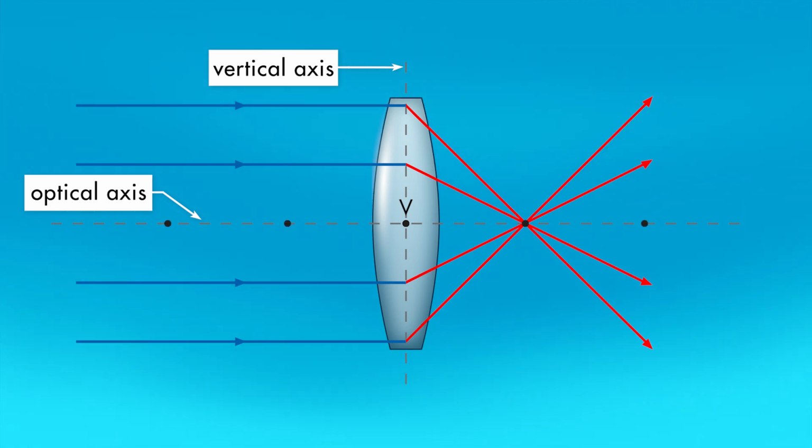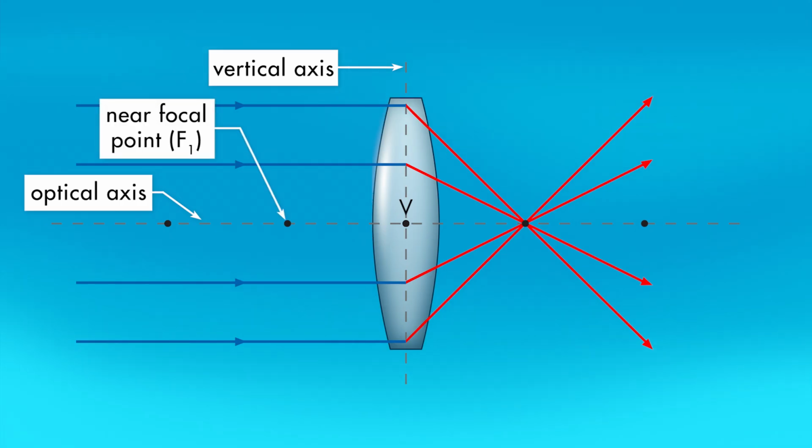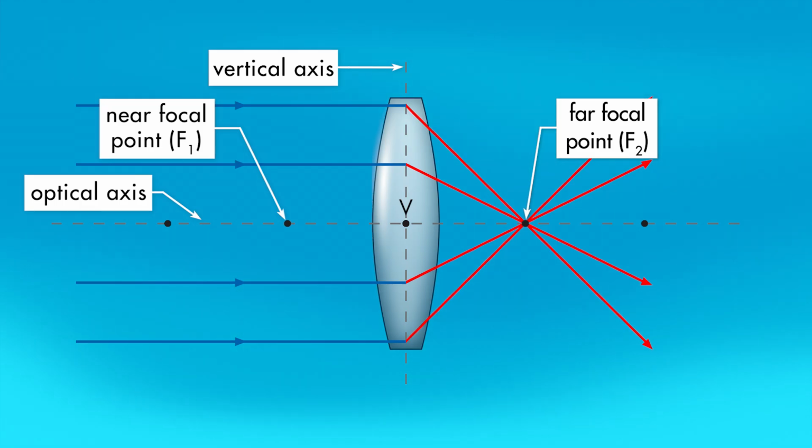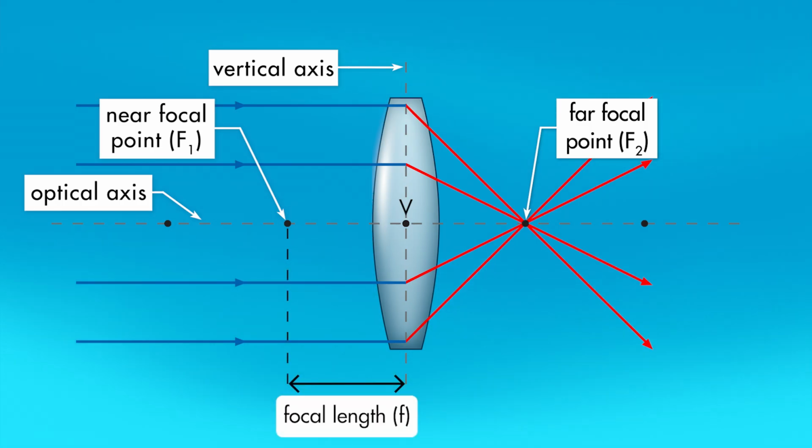Each lens has two focal points, the near focal point in front of the lens and the far focal point behind the lens. The distance from the vertex to a focal point is called the focal length. A point twice the focal length from the front surface of the lens is designated 2f1. A point twice the focal length behind the lens is designated 2f2.